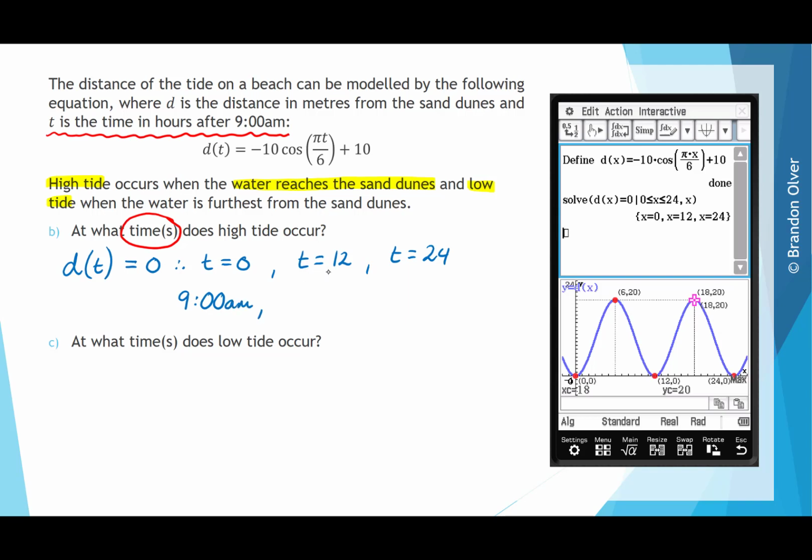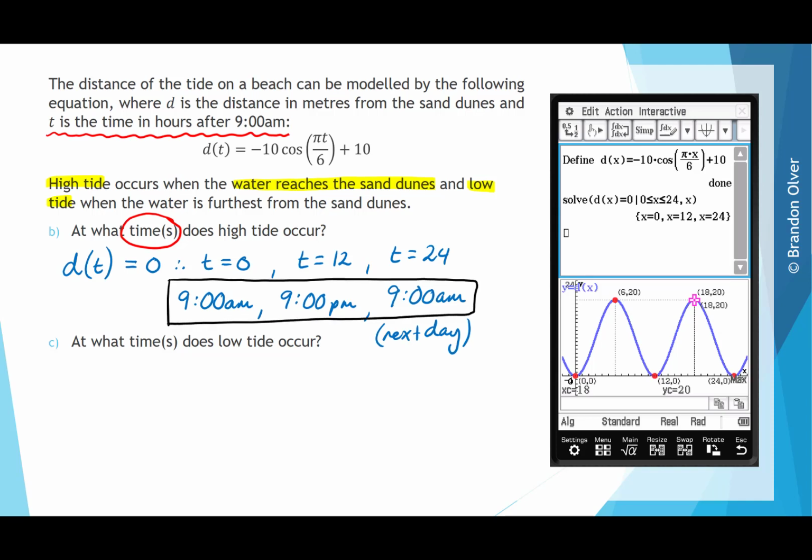12 hours after that, at t equals 12, is going to be 9 o'clock pm, and t equals 24 is going to be 9 o'clock am again, but it's going to be the next day. So these are the three times when we have a high tide occurring.